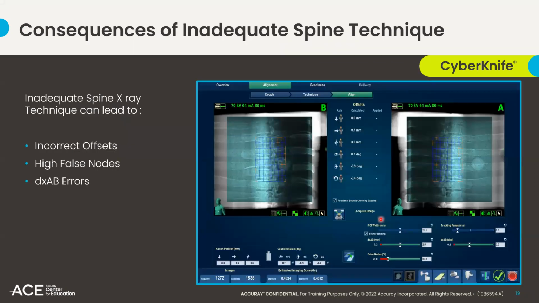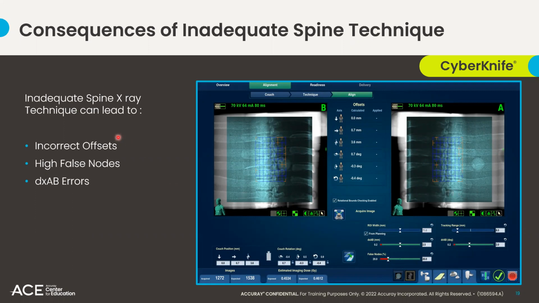Many errors in the align phase of the workflow can stem back to poor technique. We know sometimes it's challenging for a real patient to achieve ideal technique. If you have a very large anatomy that you are imaging through, sometimes we are limited in what quality of image we're working with. For example, we might need to accept high false notes in order to treat the patient.